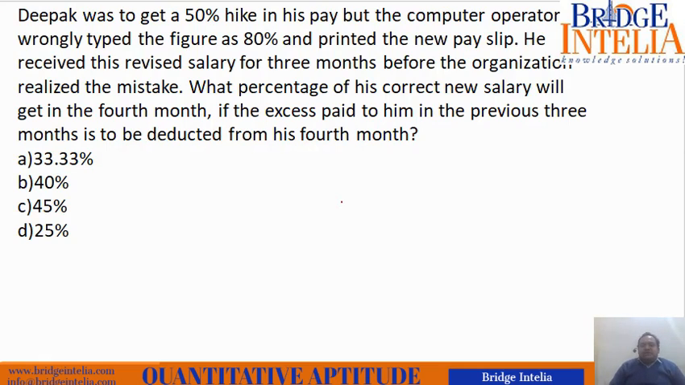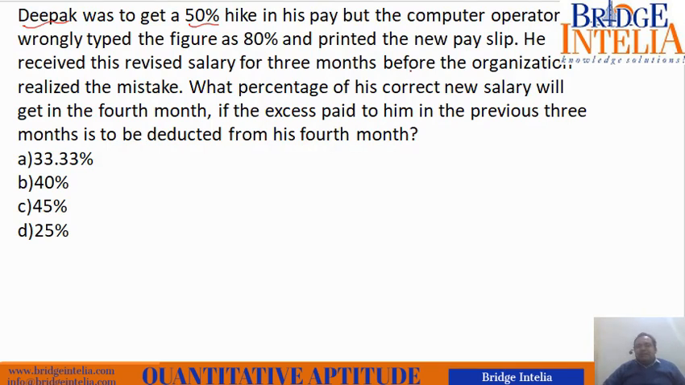So very good question. See, there was this guy named Deepak. His salary was supposed to be increased by 50%, but by mistake the computer operator entered that he will get an increment of 80%. That means 30% additional he started to get by mistake. He was supposed to get only 50%, but he started to get 80% of increment.